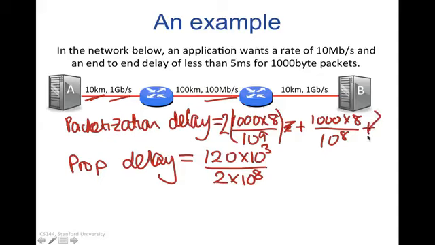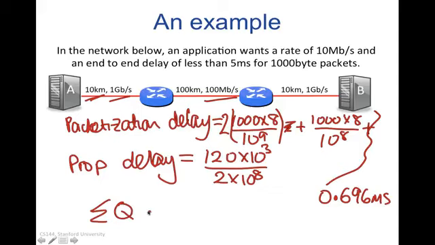And so if I add these two together, I've already done that, and that comes out as 0.696 milliseconds. So I've got a fixed propagation delay of 0.696 milliseconds, and so therefore I need the sum of all the queuing delays along the path to be less than or equal to the difference between that and 5 milliseconds. So that needs to be less than 4.304 milliseconds. Okay, so we're going to remember this number because I'm going to clear this and then we're going to figure out how to make that work.